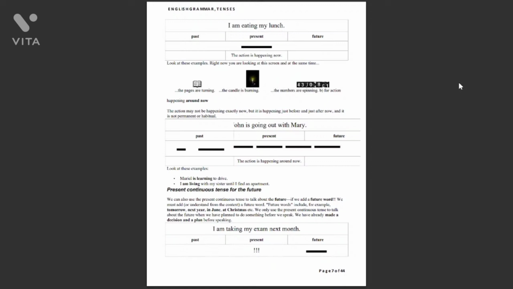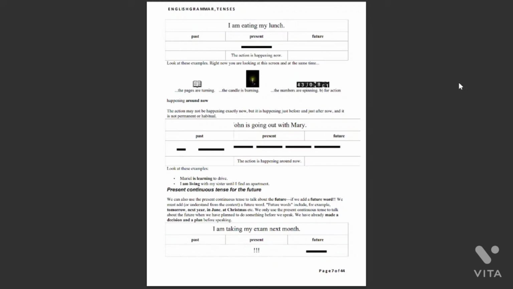Okay, we only use the present continuous tense to talk about the future when we have a plan to do something before we speak, when we have already made a decision and a plan before speaking. Okay, like I'm taking my exams next month. So this is a bit confusing. So I am taking my exams.